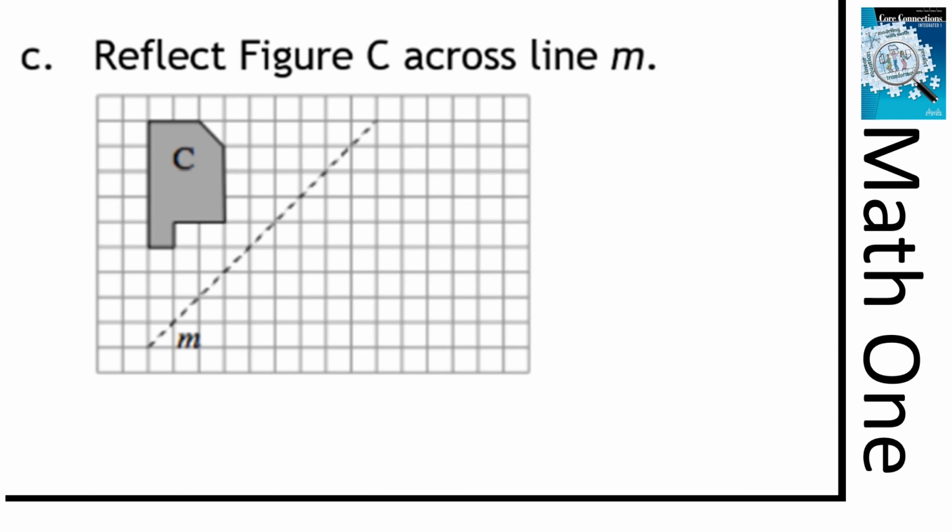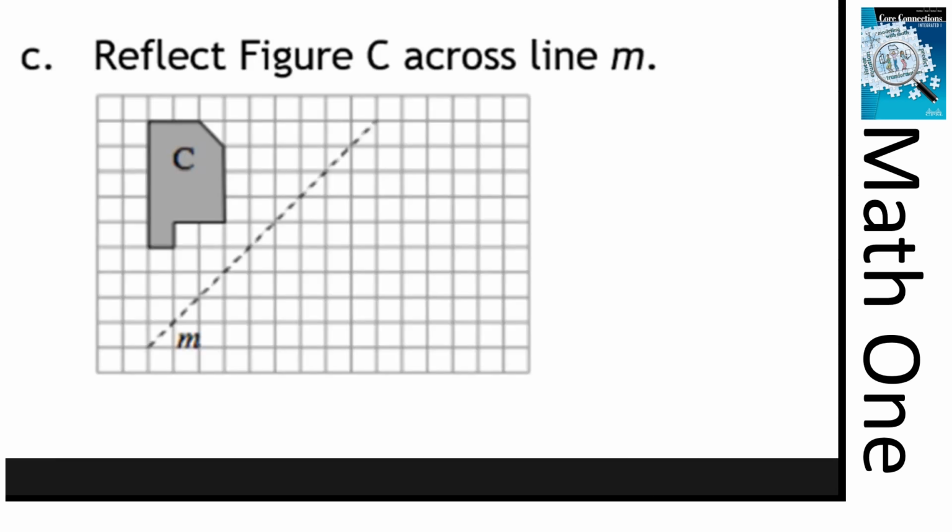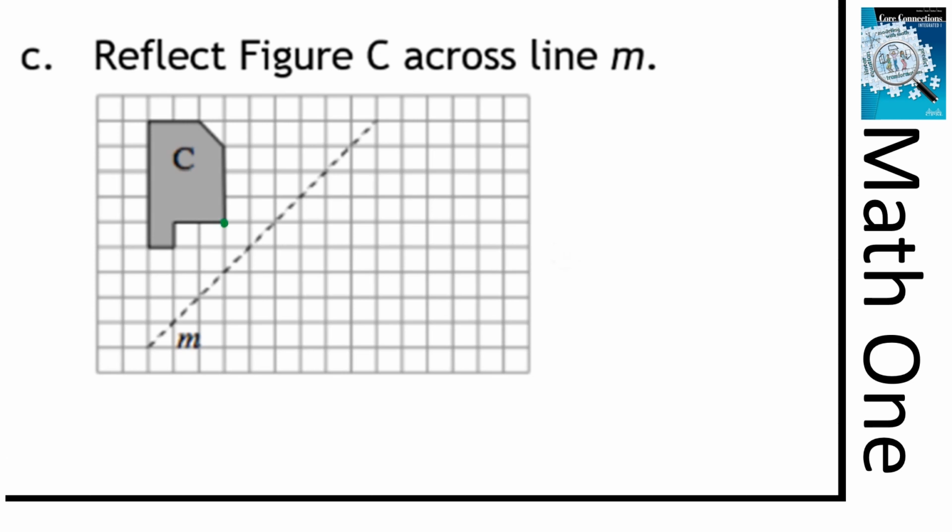So let's try part C. I'll mark the vertices that I have with these green dots. One of the things I know is that if I've got a line of reflection, the distance from a point to the line of reflection measured along perpendiculars will be equal either way. So I know that this point is going to go exactly there. And I could do that again for this point.